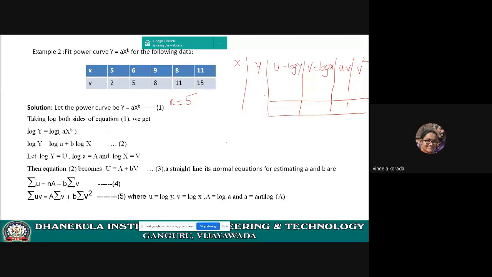Could anyone get me the values? Be fast, students, just 5 observations. Be a bit fast. If you have completed, get me, so we'll check with my answers.